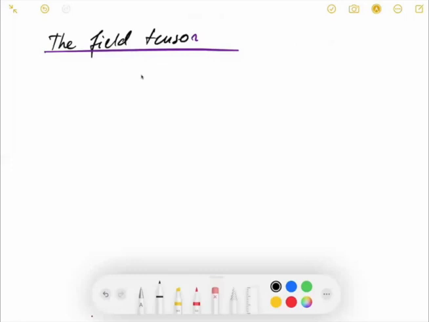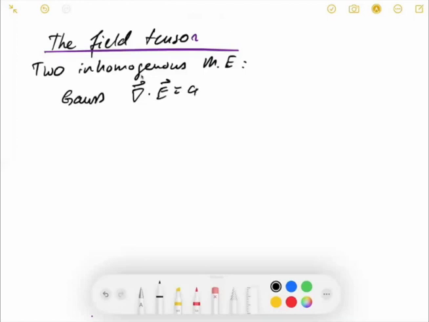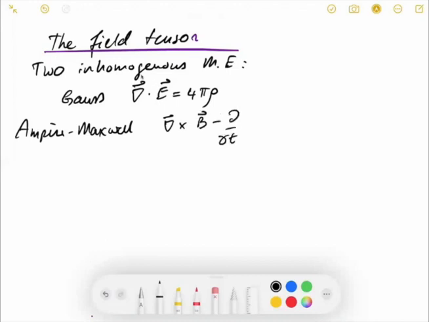Let's see what it is we're trying to do. So we have the two inhomogeneous Maxwell's equations, same ones that we had before, Gauss, and of course, Ampere-Maxwell. And again, we're taking c equal to 1.